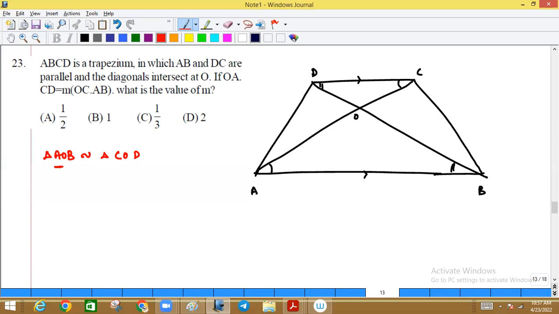You can say OA by OC or CO, doesn't matter. AB by CD. Cross multiply both of them. OA into CD is equals to what? OC into?